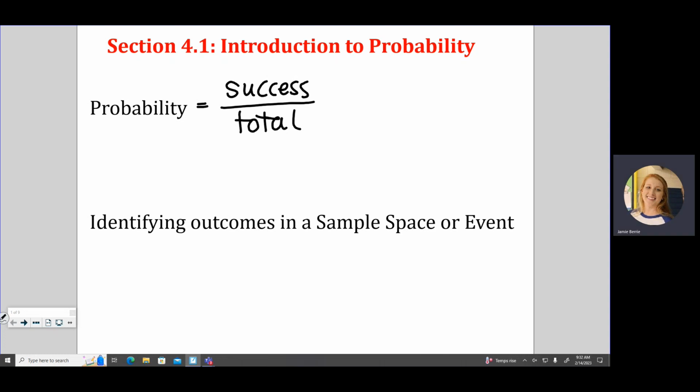Oh, and we are going to need calculators, so if you don't have a calculator and you need one, then grab one. So success is going to change based on what you're looking for.